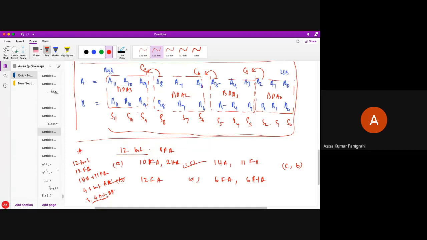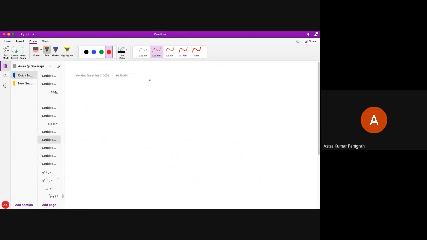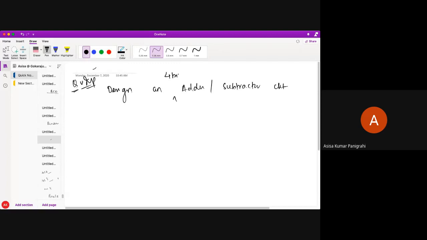Okay, do you all understand the binary parallel adder? Now we'll move to the next part of our syllabus. The question is very, very important. It may come in the mid exam as well. You have to design an adder subtractor circuit, a 4-bit adder subtractor circuit. Means one single circuit can perform both the operations of addition as well as subtraction.